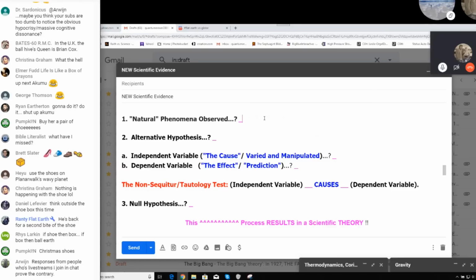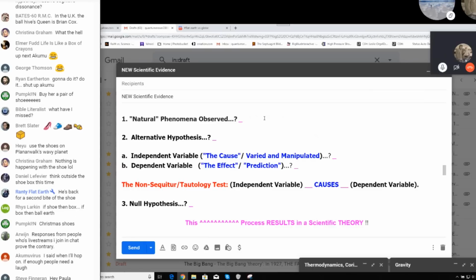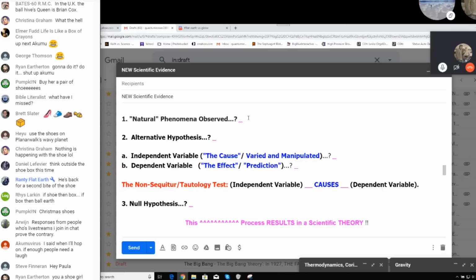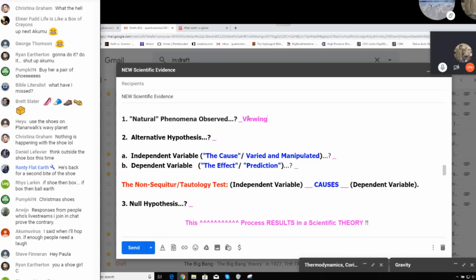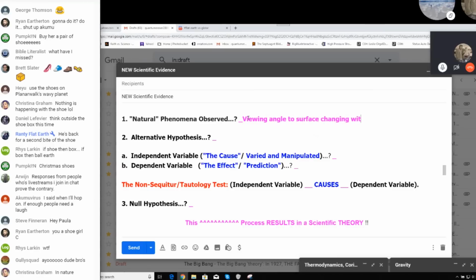Viewing angle to surface changes with distance. I didn't hear you, can you repeat that? Viewing angle to surface changes with distance. Just let Zanick talk. I didn't hear him. My word, people. Zanick, say it one more time. Natural phenomena. Observe, please. For the fourth time. Viewing angle to surface changing with distance.